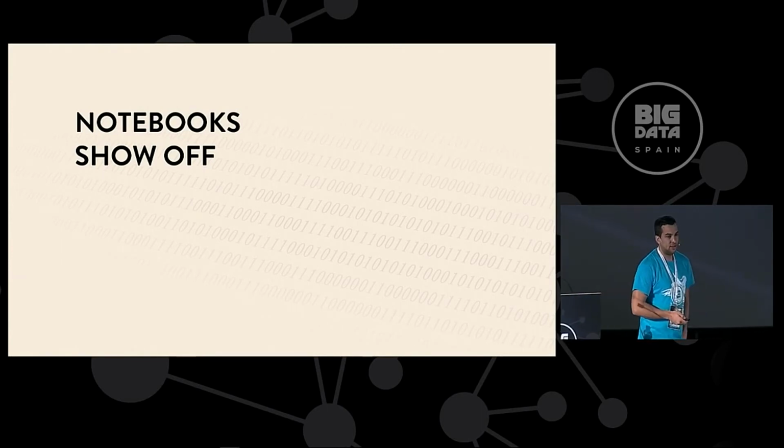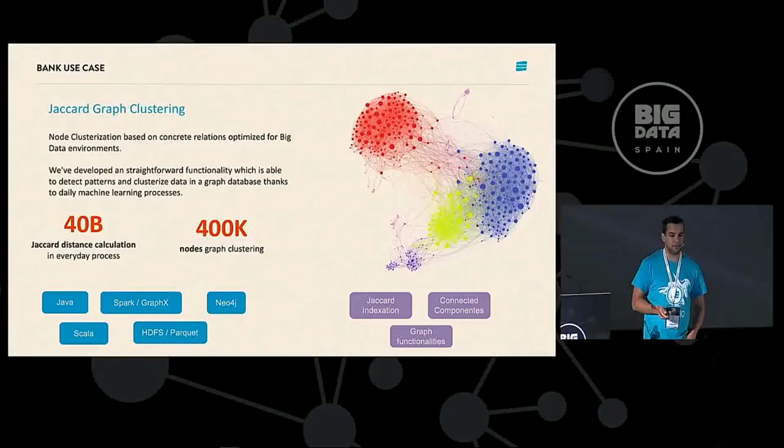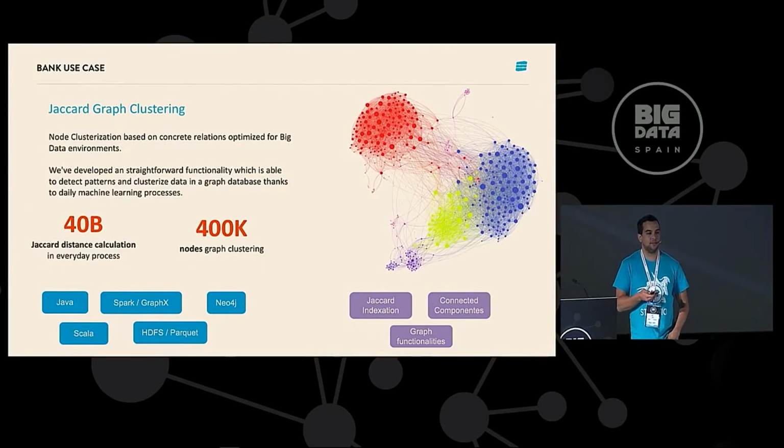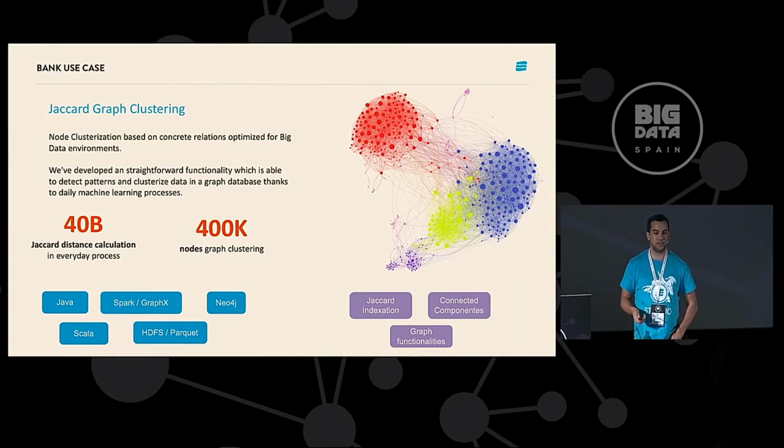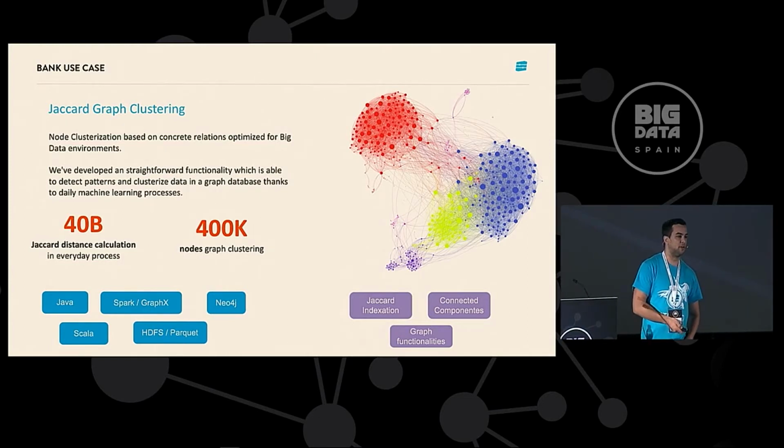So, as we can see, all these techniques, all this information have been applied already. This is a business example. So we had a bank use case where we have to apply these techniques to extract information from the data source. And finally, we have developed a straightforward functionality to detect patterns in a graph, and of course, give new information from it. They had a problem with redundant information, so they wanted to find this information and, of course, clusterize it.